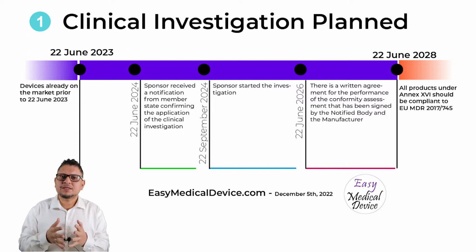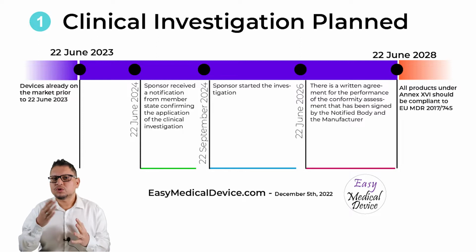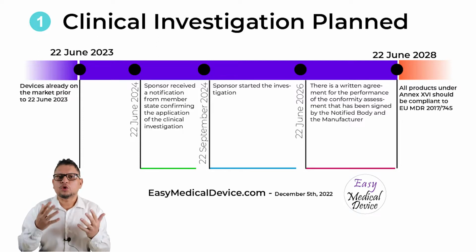And then between the 22nd of June 2026 and the 22nd of June 2028, which is the end, you have to have a written agreement with the notified body that they will be starting to do the conformity assessment for your product, between the notified body and the manufacturer. Only if you have that, then you can comply with this first option related to the Annex 16.